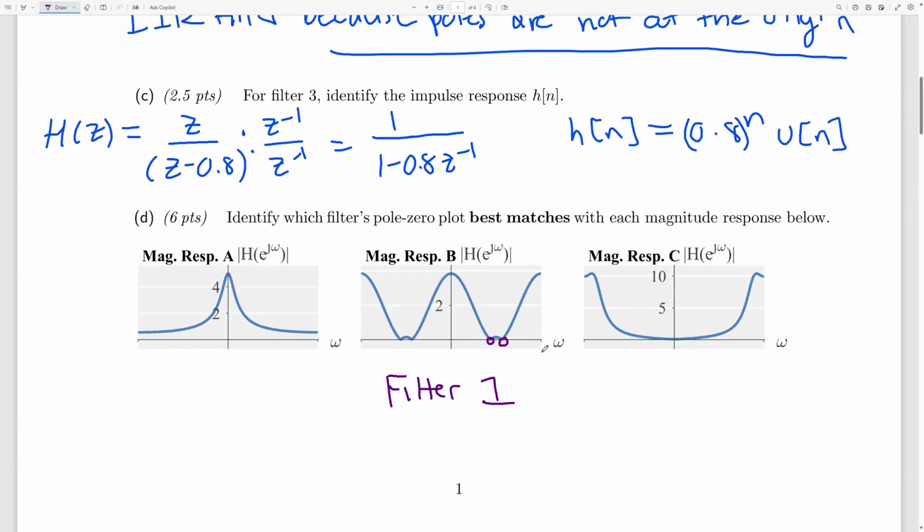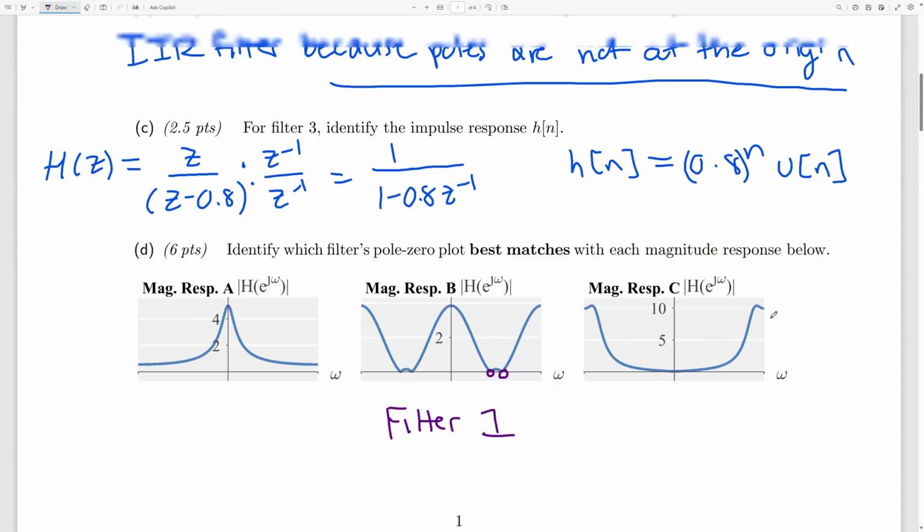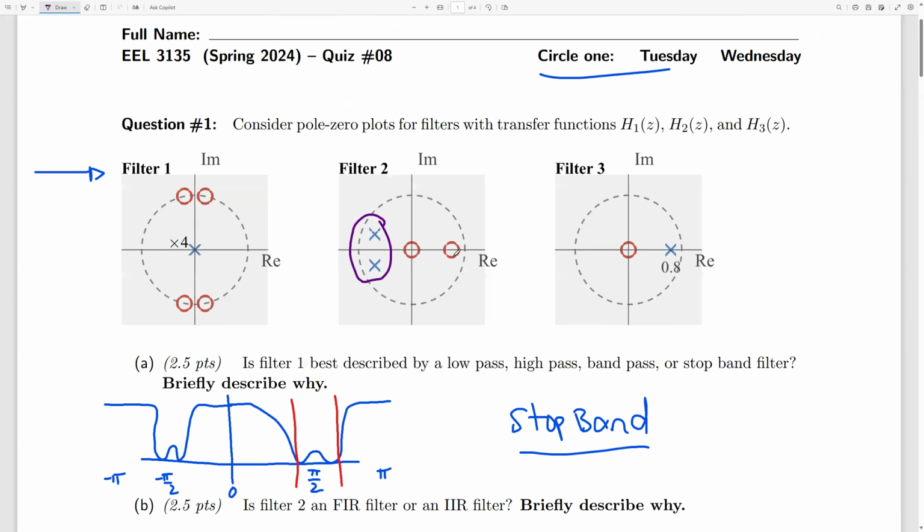Let's see, if you want to do a different one, let's say you want to do magnitude response C. What you need to get at is that its magnitude increases towards the higher frequencies near pi. So you want to see poles near pi, and that would be filter 2.